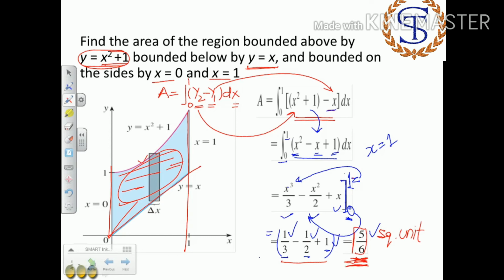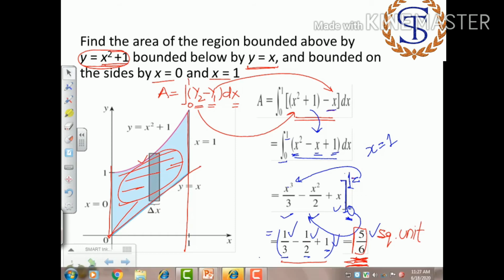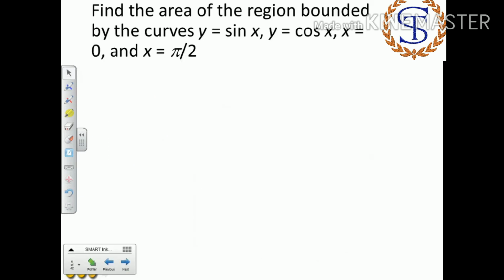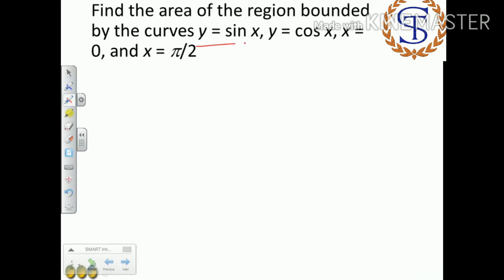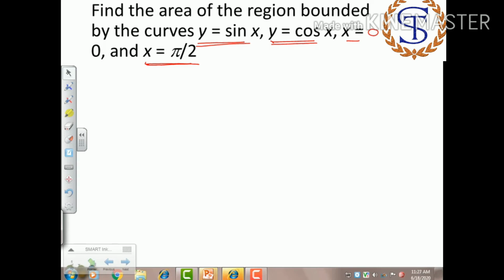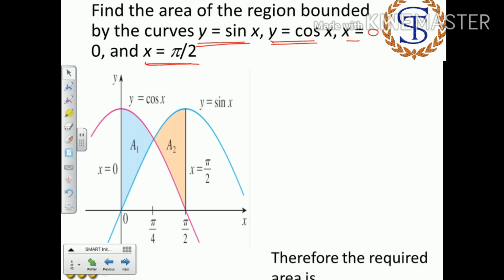Now let's take one more example to clear the things, that is, find out the area of the region bounded by the curves y equal to sin x, y equal to cos x, x equals to 0 and x equals to pi by 2. Now find out the area bounded by these two curves and two lines. So how can we find this?